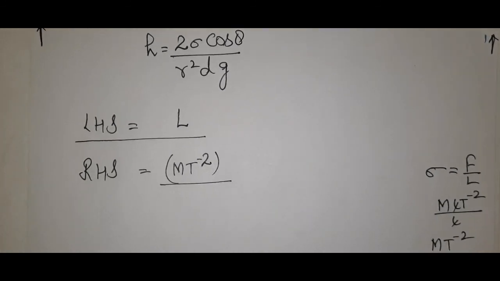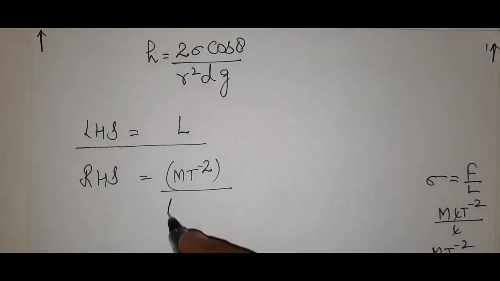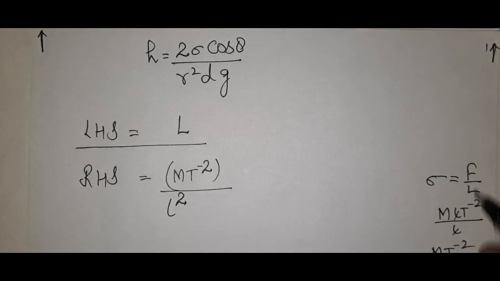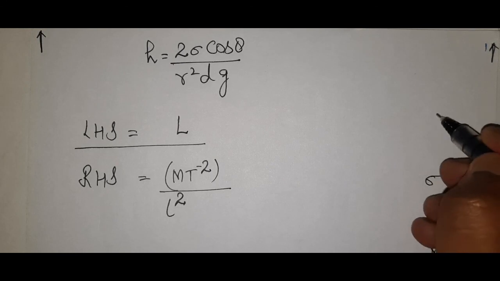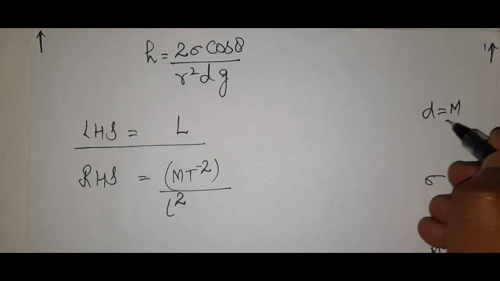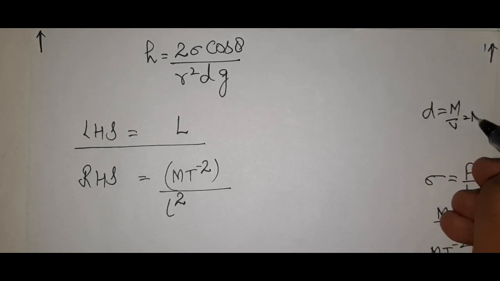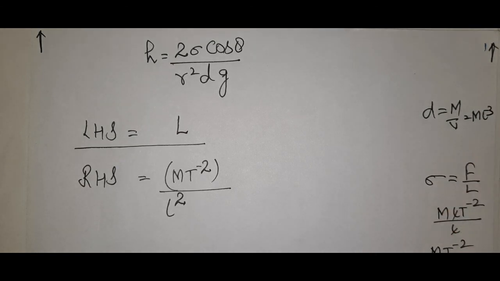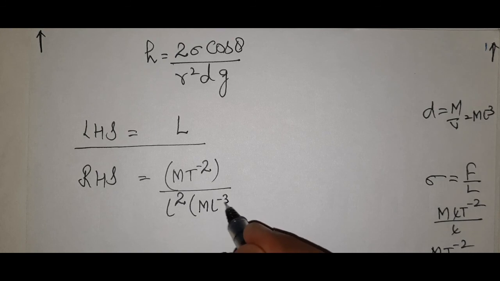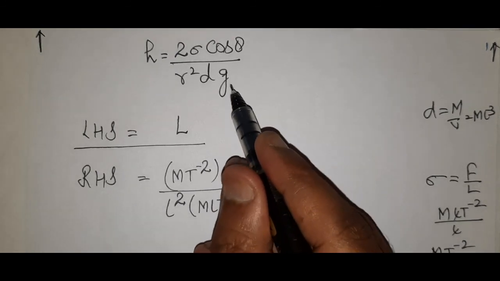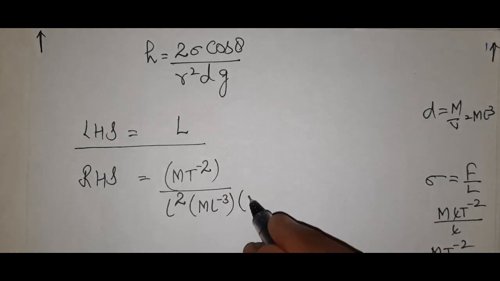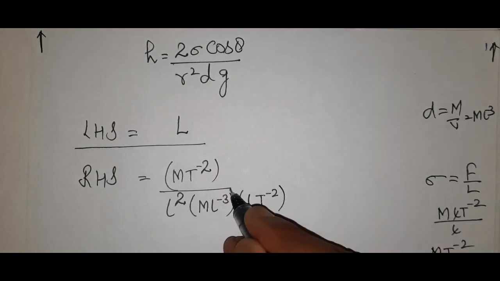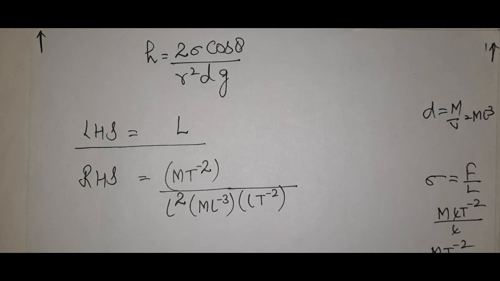R square is length square. Radius will be measured in the form of length. Density is mass per unit volume, that is M L minus 3. Now g, acceleration due to gravity. This is acceleration, L T minus 2. Now let's cancel.